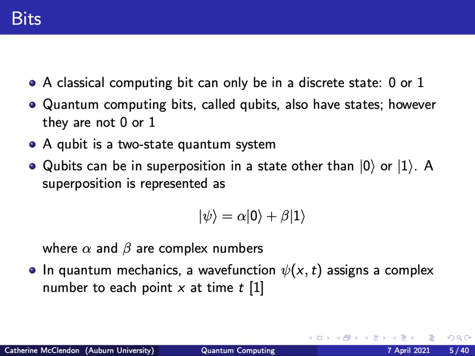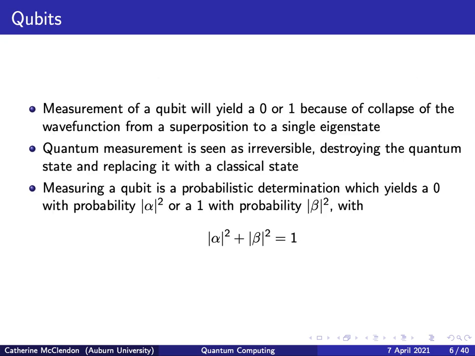In quantum mechanics, a wave function, phi, assigns a complex number to each point x at the time t. And measurement of a qubit will yield a 0 or 1 because of the collapse of the wave function from a superposition to a single eigenstate. But this is not a direct measurement like it is in the classical computing world. And that's an important distinction because quantum measurement is seen as irreversible. Once you measure it, you destroy the quantum state and replace it with a classical state, and you can't go back to the quantum state once you get that collapse of the wave function.